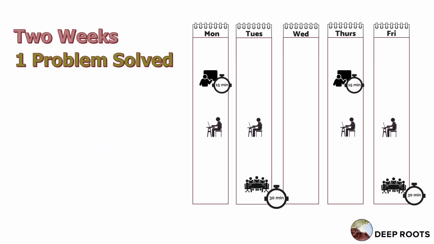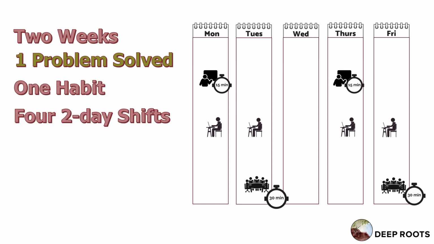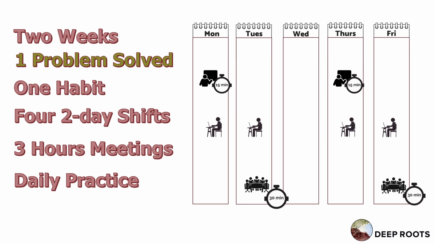With the assistance of the Deep Roots technical coaching, teams can choose the most relevant learning that they need. These three teams had solved their blocker in 2 weeks. This is one habit that had four 2-day shifts. Their investment totaled 3 hours of demos and retrospectives with Deep Roots, along with clear instruction for what to practice each day in their code base.